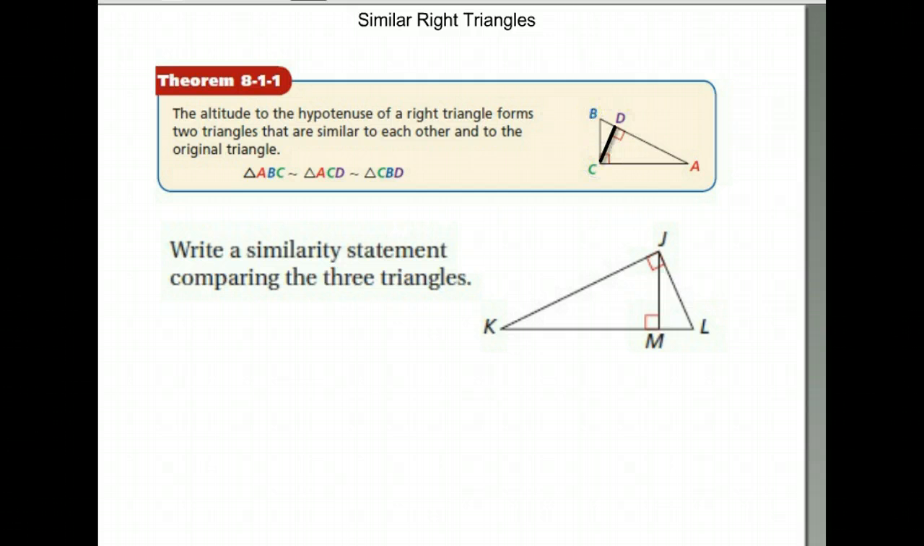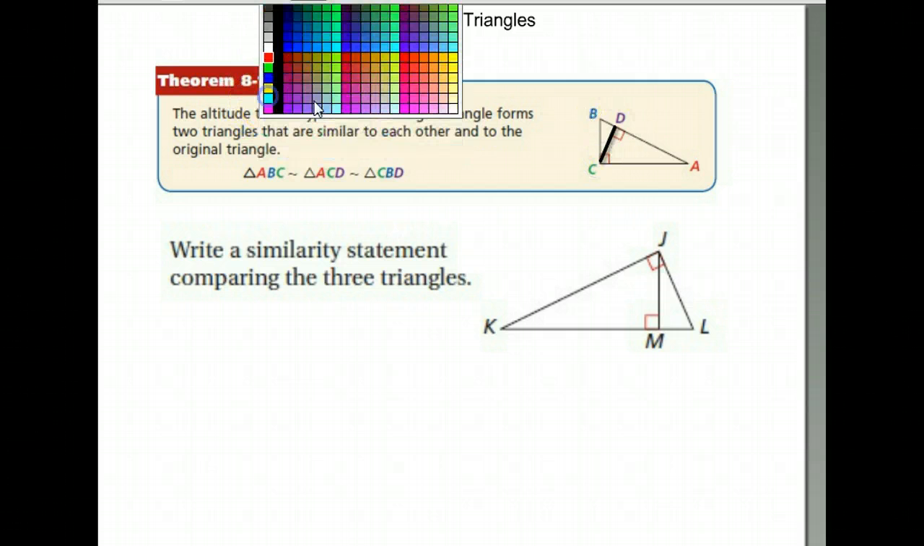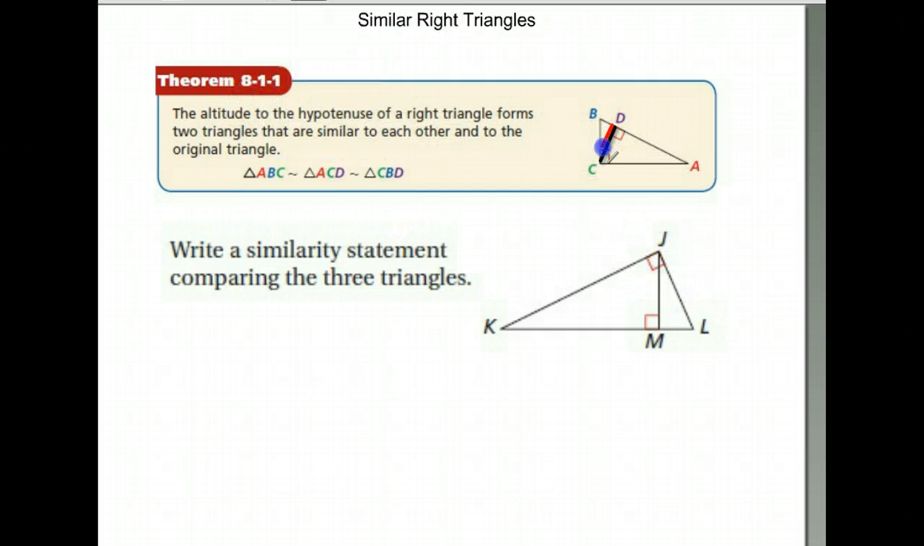So let me get a different color so you can see it. They're saying if you have a right triangle and you draw the altitude from a side, okay, it makes, notice we now have 3 right triangles.